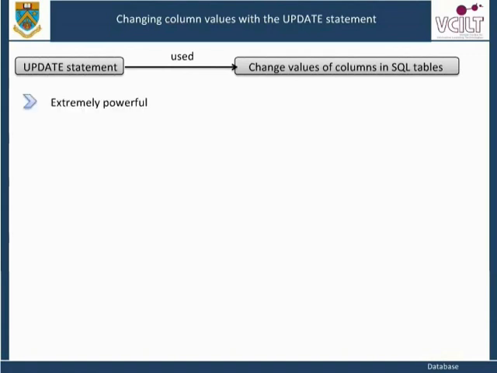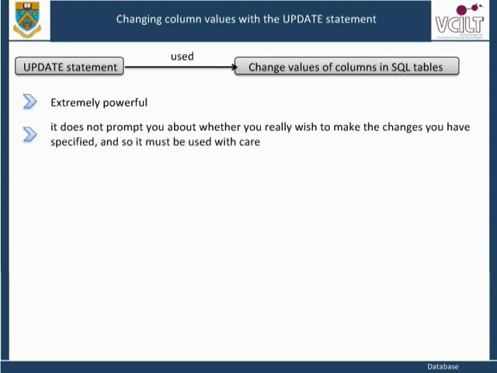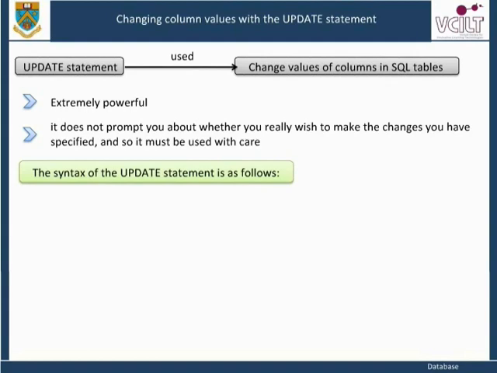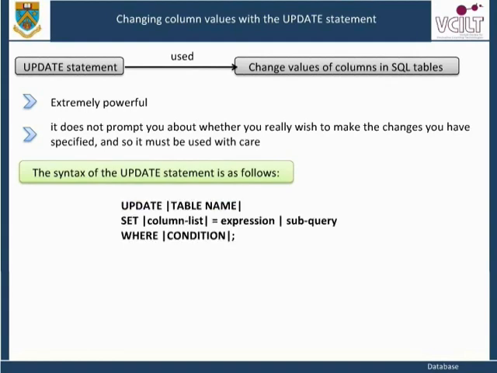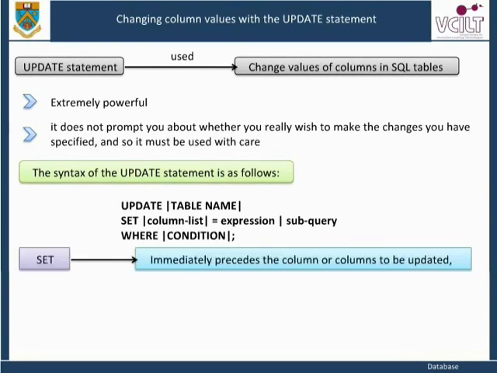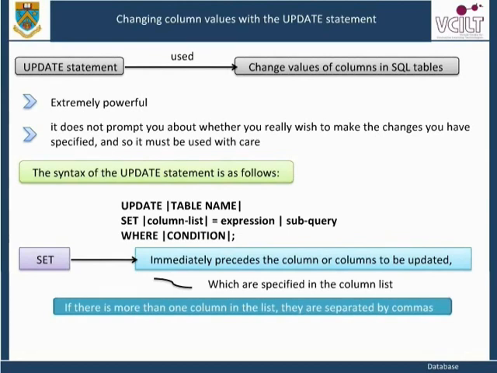The update statement is used to change the values of columns in SQL tables. It is extremely powerful, but like the drop statement we encountered earlier, it does not prompt you about whether you really wish to make the changes you have specified, and so it must be used with care. The syntax of the update statement is as follows: update table name, set column list equals expression or subquery, where condition. The set keyword immediately precedes the column or columns to be updated, which are specified in the column list. If there is more than one column in the list, they are separated by commas.